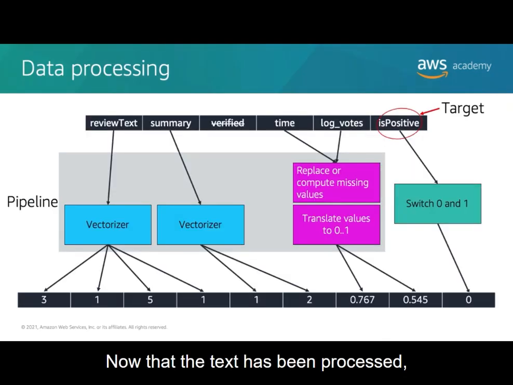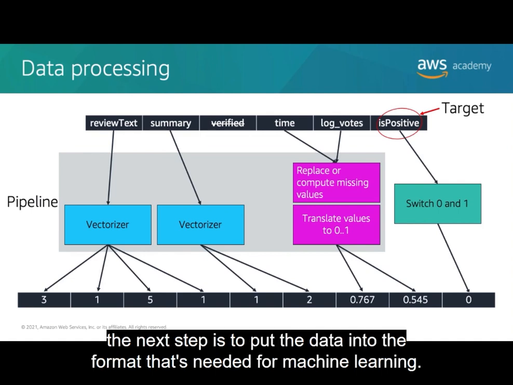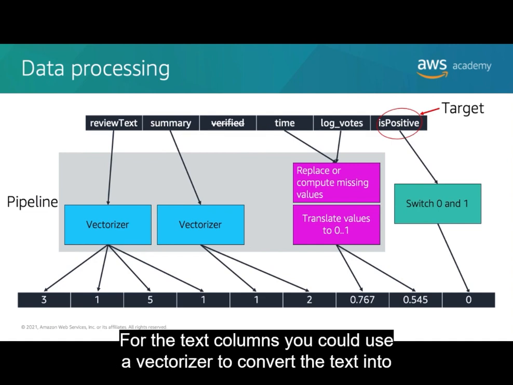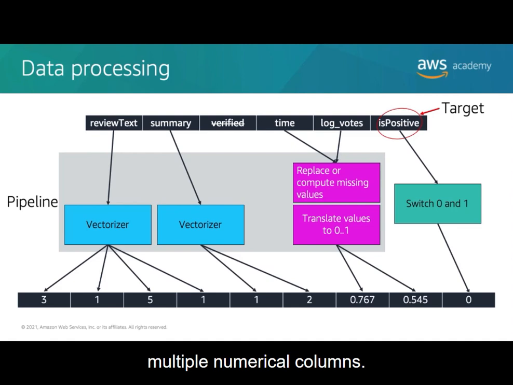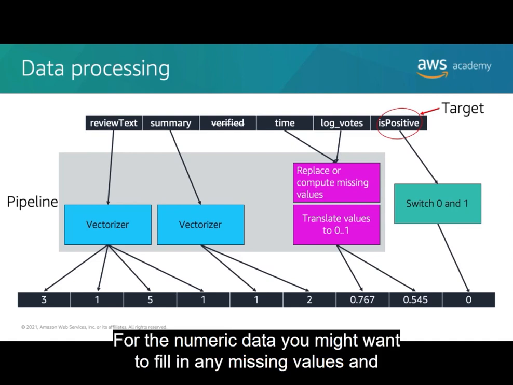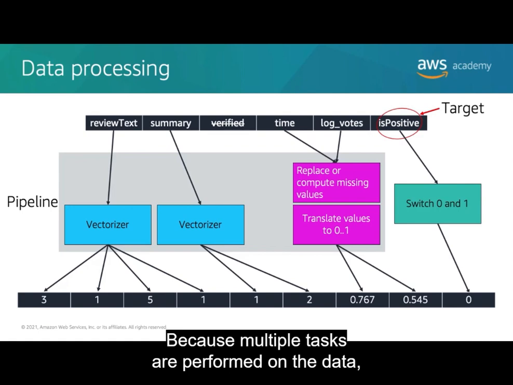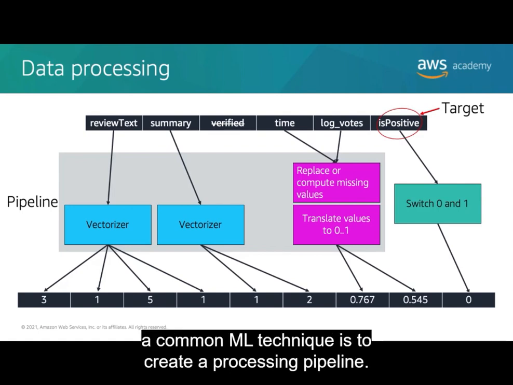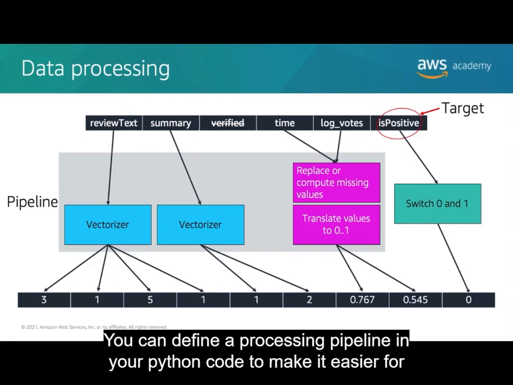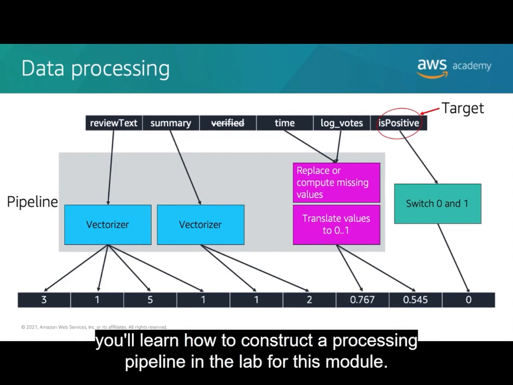Now that the text has been processed, the next step is to put the data into the format that's needed for machine learning. For the text columns, you could use a vectorizer to convert the text into multiple numerical columns. For the numeric data, you might want to fill in any missing values and convert the numerical values into a common scale. Because multiple tasks are performed on the data, a common ML technique is to create a processing pipeline. You can define a processing pipeline in your Python code to make it easier for you to process data. You'll learn how to construct a processing pipeline in the lab for this module.